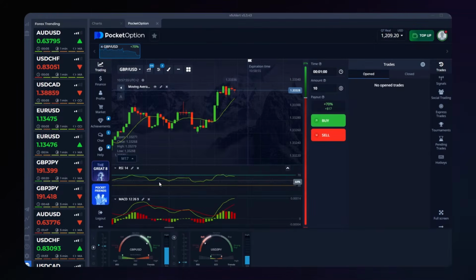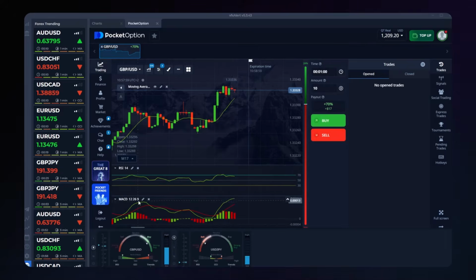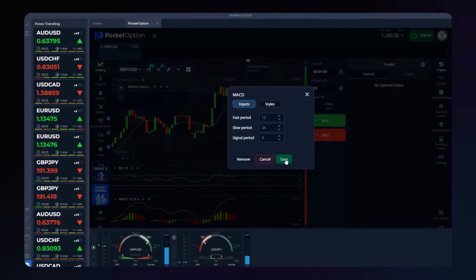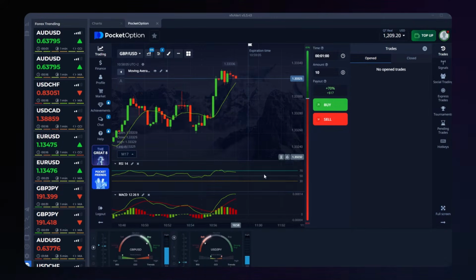Next one, RSI oscillator with period 14, and don't forget to add level 50. It tells us when the market is overbought or oversold, so we don't jump in at the wrong moment. And the third one, classic MACD with settings 12, 26, 9. This one is our extra filter to confirm the entry signal. All set? Great! Let's move to trading.